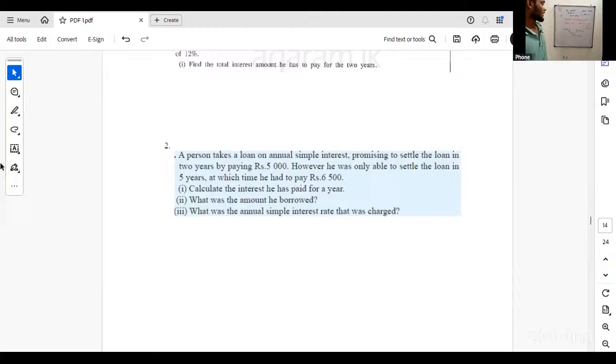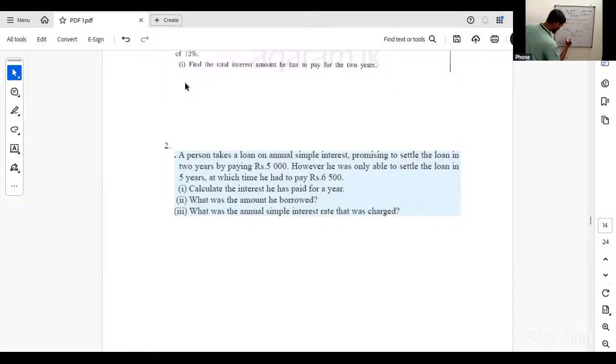Understood that? And then we calculated the interest for 1 year. Please listen to this. For this 3-year gap, he had paid 1,500. But for the first 2 years, what is the interest he has incurred? From the first year, second year, third year, fourth year, fifth year, he paid the 1,500 for the last 3 years. Now, what happened to the first 2 years? First 2 years also he has to pay interest.